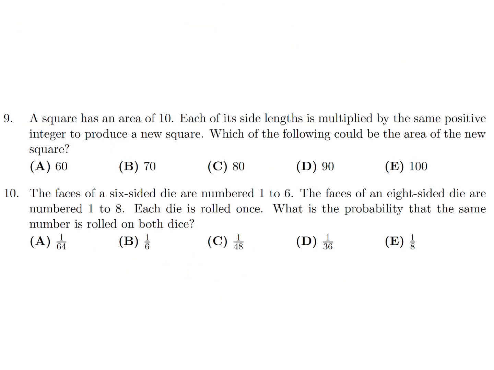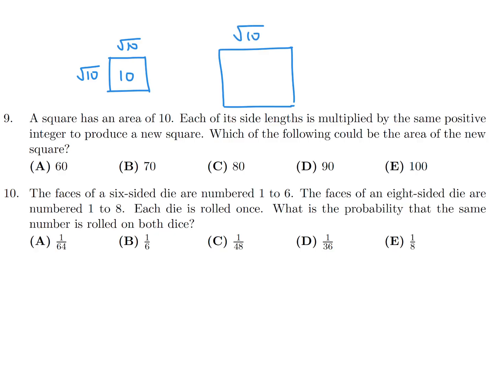A square has an area of 10. Each of its side lengths is multiplied by the same positive integer to produce a new square. Which of the following could be the area of the new square? Okay, so here's a square. The square has an area of 10, so that means the side lengths are root 10, right? Because root 10 times root 10 is 10. Then we have another square, and they don't tell me anything here. They just tell me it's multiplied by some positive integer, so I'll just call that x. So now root 10 x times root 10 x is the area, so that'd be 10x squared.